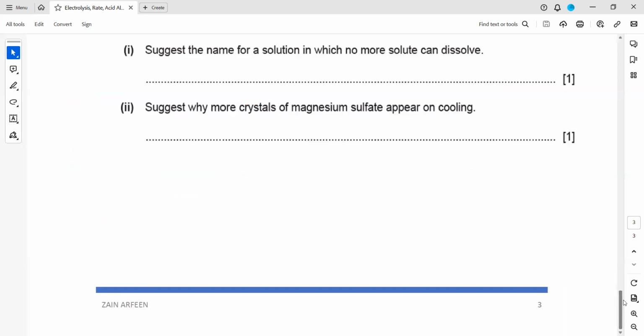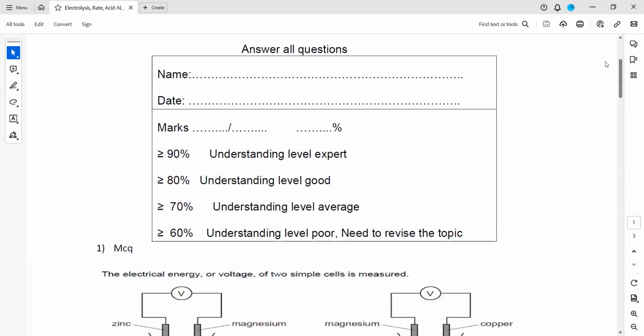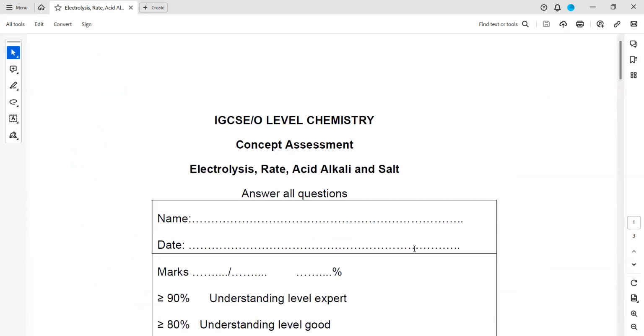So that's why we cool down the solution, so that its solubility decreases and we can obtain the undissolved salt from the solution. So this was a pop quiz which was related to electrolysis, rate, acid, alkali, and salt.